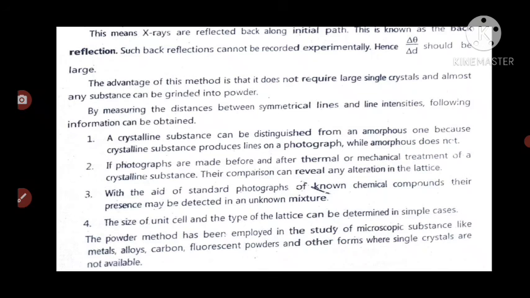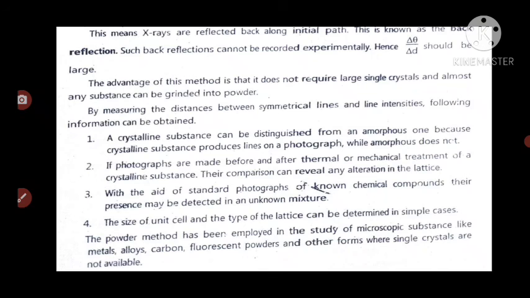Below we want to see the advantages of the powder method, which does not require a large single crystal, and almost any substance can be ground into powder. We have to know that the first method, the Laue method, is used as the single crystal method, and the powder method is used as the polycrystal method, where any substance is ground into powder. By measuring the distance between the symmetrical lines and the line intensities, the following information can be obtained.